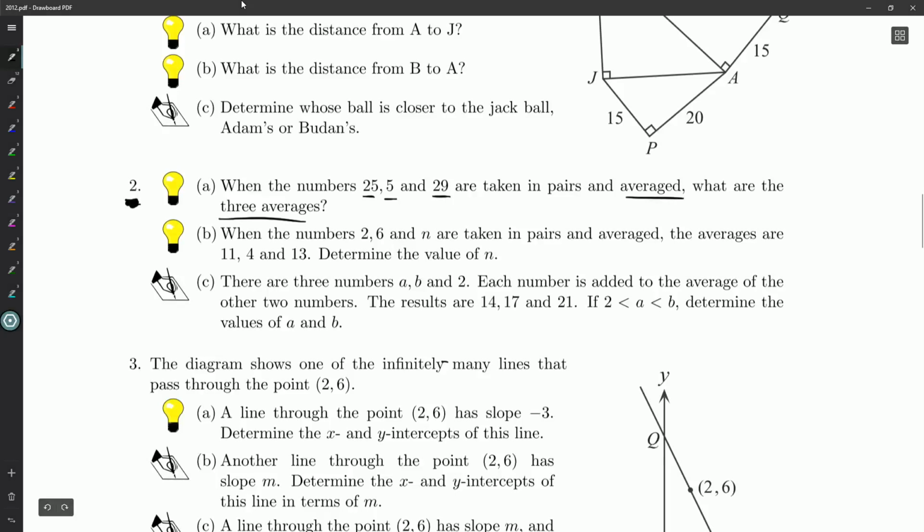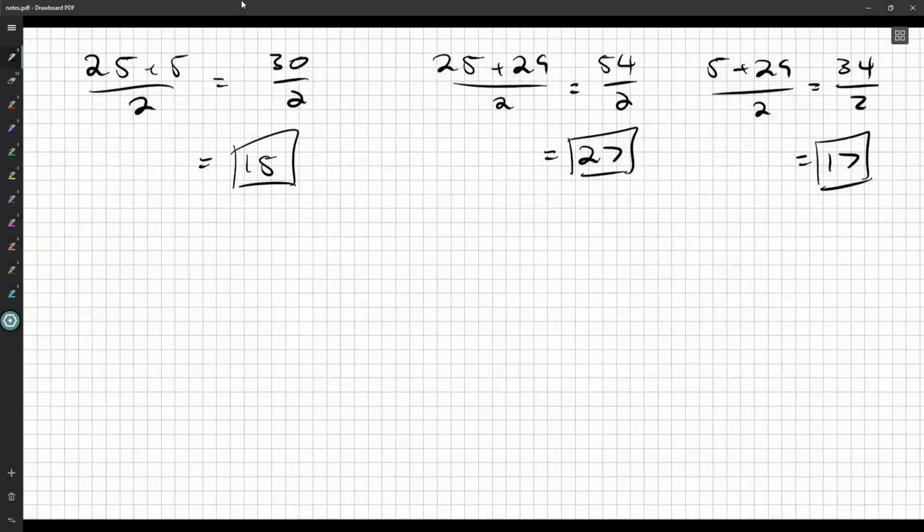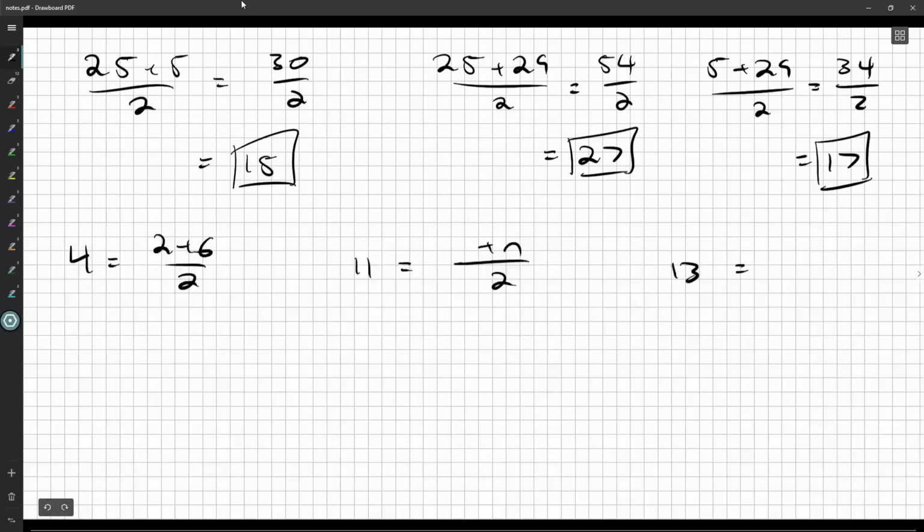All right, B part. When the numbers 2, 6, and n are taken in pairs and averaged, the averages are 11, 4, and 13. The 4 is going to come from the average of the 2 and the 6. Determine the value of n. Okay. So again, we don't need to explain what we're doing. It's a light bulb. So if you want to just say, well, obviously 4 goes with the 2 and the 6, and therefore 11 is going to be something with the n, and 13 is going to be another thing with the n. Well, 13 is bigger than 11, so we obviously put the 6 with the n there and the 2 with the n here. That's perfectly fine.